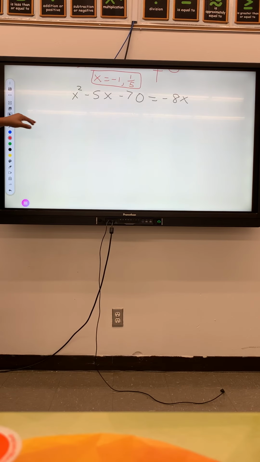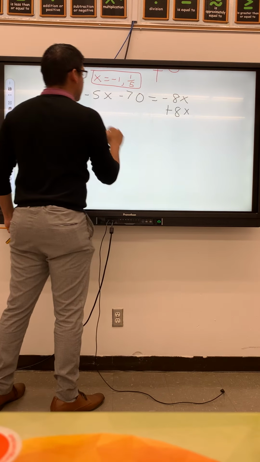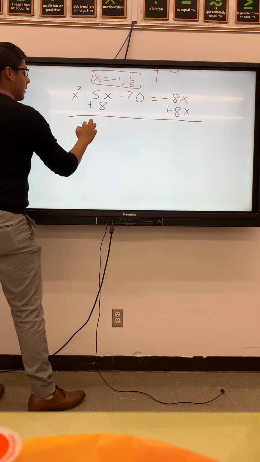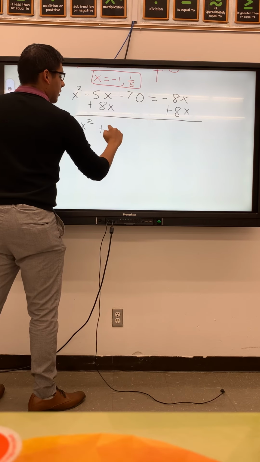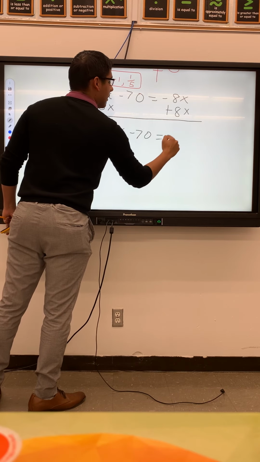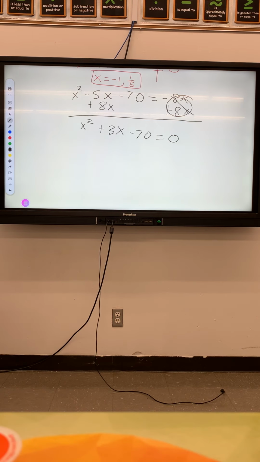Same thing with the one down here. What we're going to do is subtract 8x on both sides. Sorry, add 8x on both sides. And that's going to give us x squared plus 3x minus 70 equals 0. This over here cancels out. So again, menu 331.